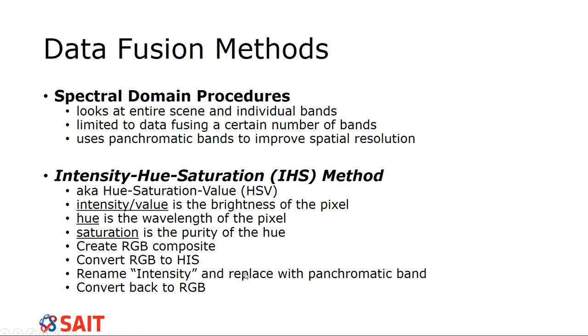So again, you create an RGB composite, you convert it to HSV, you replace the intensity band with the panchromatic band, and then you convert back. Again, all it does is improve the spatial resolution. So with Landsat, we have a spatial resolution of 30 meters on the multispectral bands, and then it goes down to 15 meters. So I'm actually improving it by 200%.